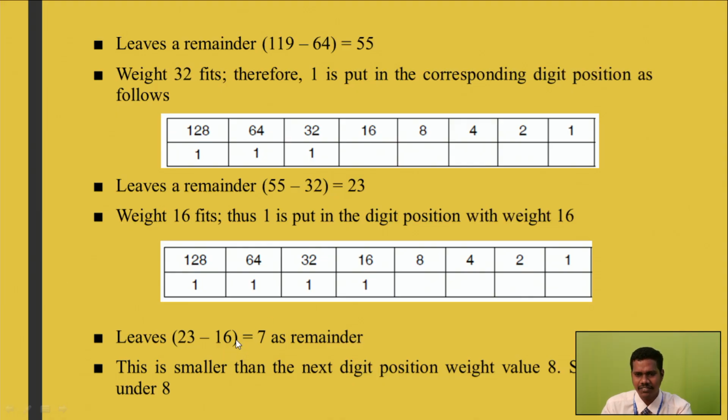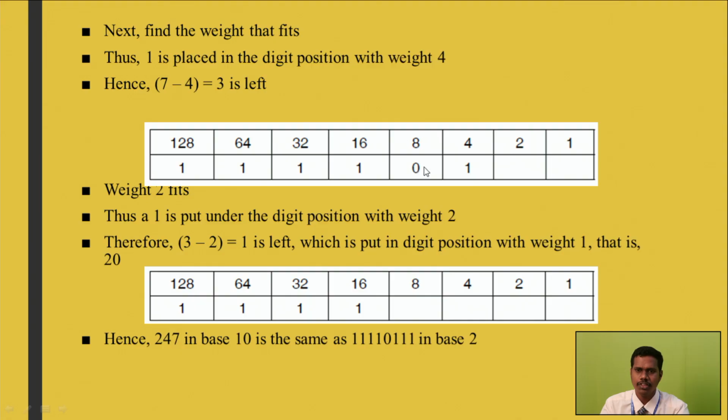For that 7 we look at the weightage, and here 8 is greater than 7. So we just eliminate that 8, which means we are going to put 0 for that 8, and for the 4 we are going to put 1. So for 7, the lesser or equal weightage is 4. So we are going to put 1 for 4 and 0 for 8.